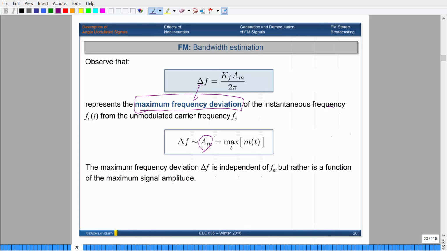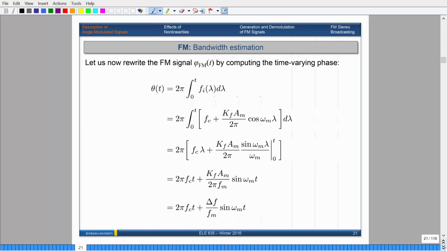So the deviation is directly proportional to the message amplitude of your cosine wave. Okay, so the maximum frequency deviation is independent of the actual frequency of the message, which makes sense. But it's a function of the largest amplitude that you'll ever see in your message signal. Okay?